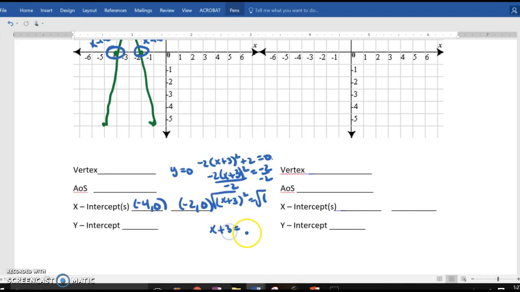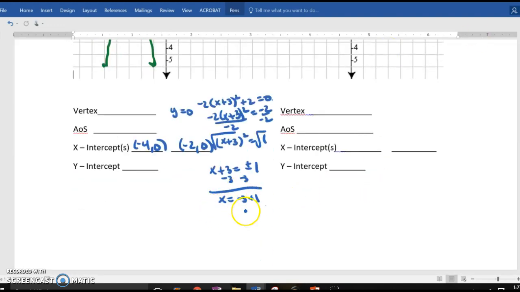X plus 3 is equal to, you have to remember there's going to be a positive and negative, square root of 1, which is 1. And now when I subtract 3 from both sides, x equals -3 plus 1. That'll give you one answer, but then you also have -3 minus 1. So your first x-intercept here would be at -2, 0. The second one would be at -4, 0. That's how you would find it algebraically. So you can use a graph in the calculator, graph it by hand to find them, or just do that.